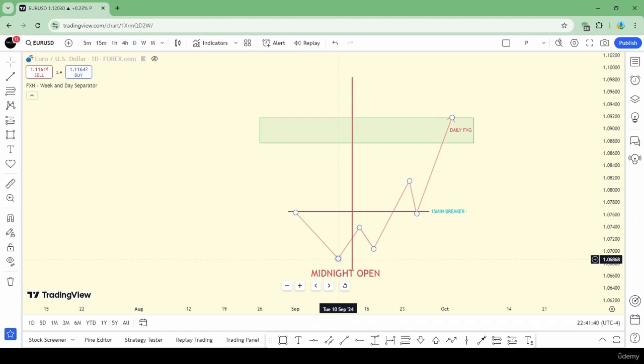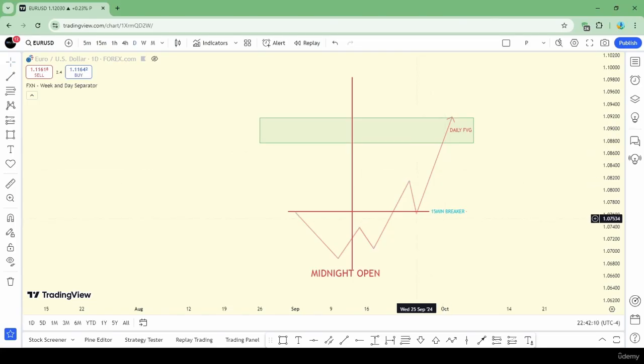It's not specific to this diagram that I have drawn. So as you can see, this is the swing high of the 15 minutes. The market comes and breaks that and confirms a market structure shift in the 15 minutes, confirming a 15 minutes breaker, then runs towards the daily fair value gap.